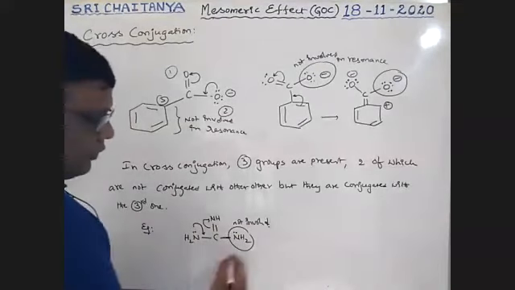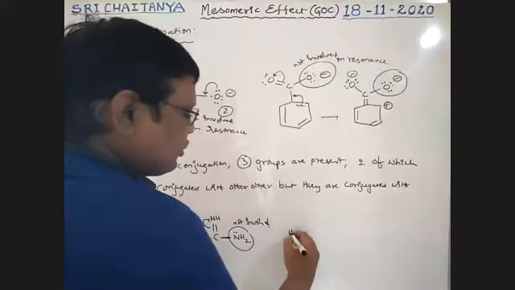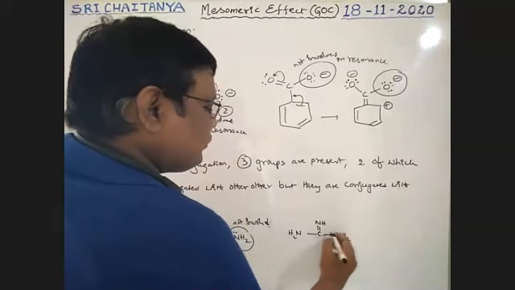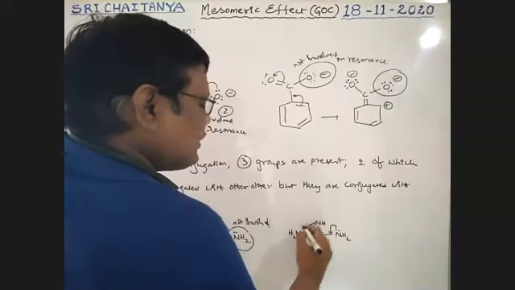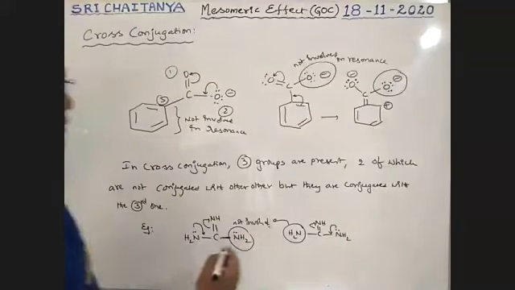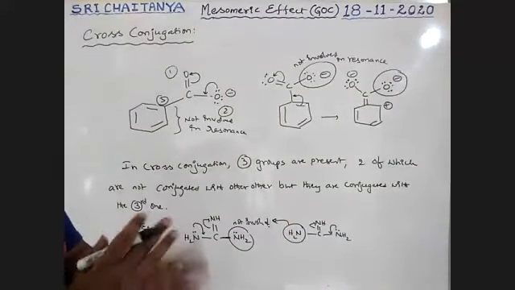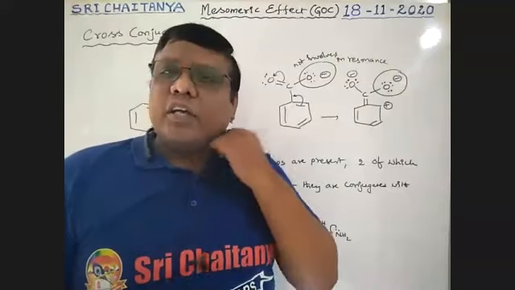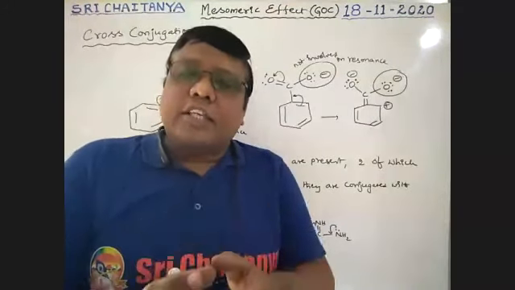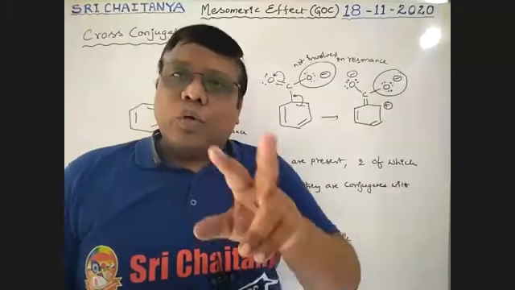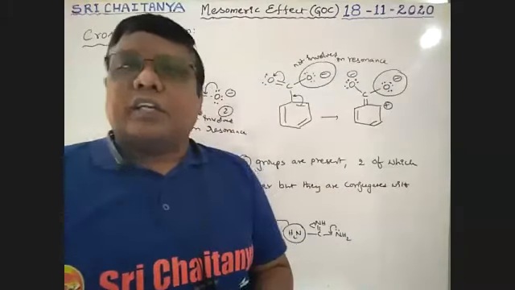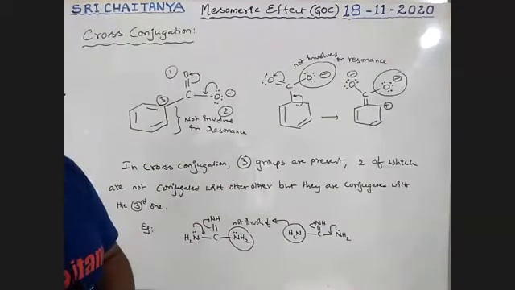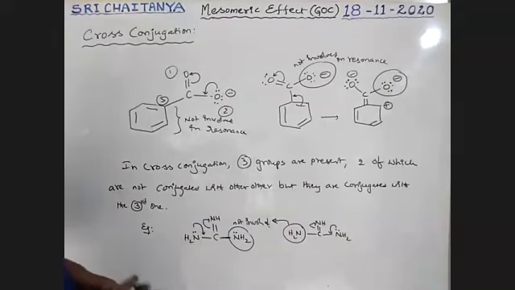So see here, NH2, C double bond NH, NH2. So this is not involved, boys. That means out of three, only two are involved. All these three have a tendency to give resonance, but only two are involved, and the third one is not involved. That type of system is called cross conjugation. Some more examples.